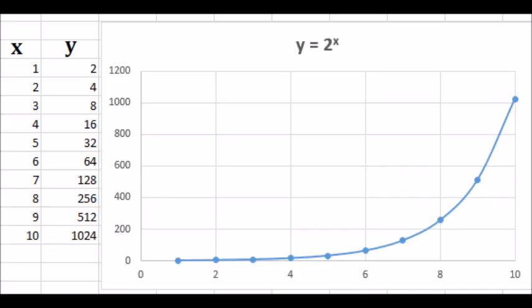On the left, I have tabulated values from x equals 1 to x equals 10. To the right of the table is a plot of the function. Notice how it starts off relatively flat and then bends sharply upward toward the end. That trend is indicative of what we call exponential growth.